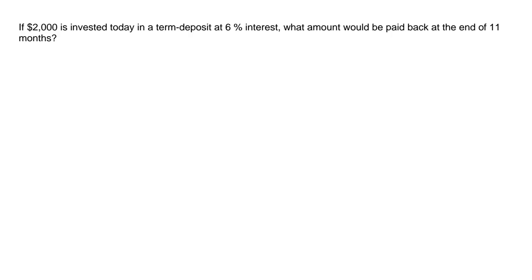So let's look at this one. If we have 2,000, it's invested today. So $2,000 is invested, so that's our principal. At a term deposit at 6% interest, so let's convert that to a decimal right away. That's our rate. What amount would be paid back at the end of 11 months? So we want to find amount. And here, if you notice, in all the other questions, we were given years. So in this case, we're given 11 months. So we actually need to convert that to years because time has to be in years.